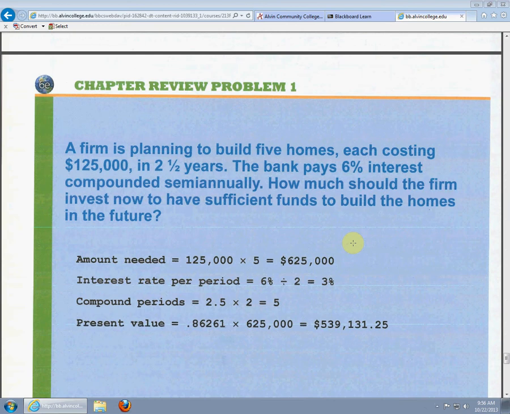A firm is planning to build 5 homes, each costing $125,000 in 2.5 years. The bank pays 6% interest compounded semi-annually. How much should the firm invest now to have sufficient funds to build the homes in the future?